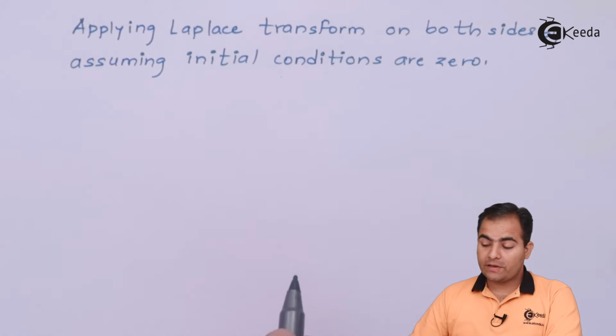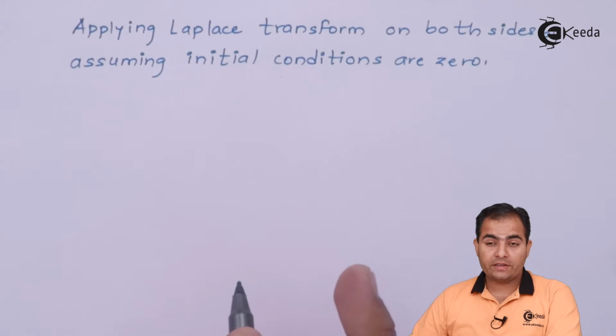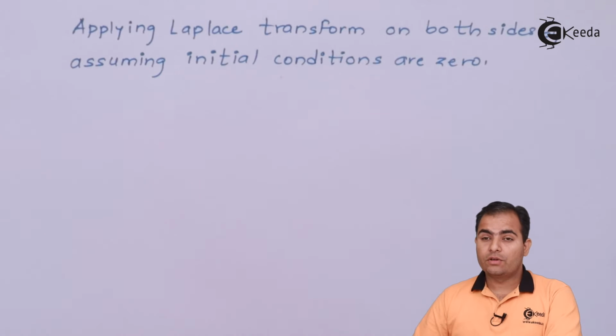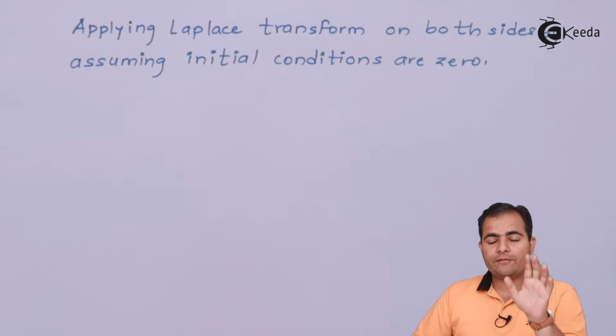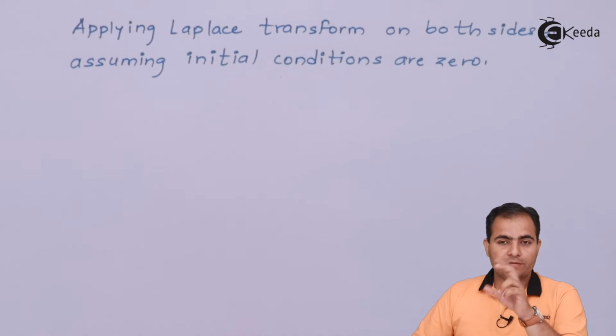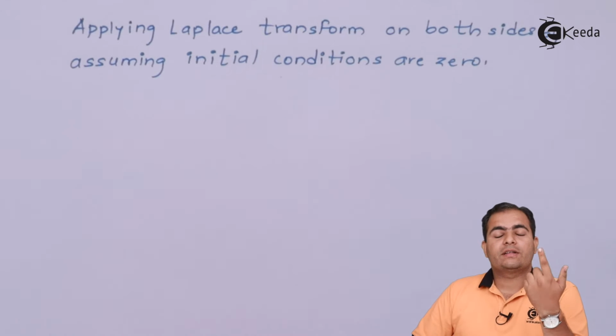So I'm going to apply Laplace transform on both sides, but by assuming initial conditions are 0. So what will be the result? As I told you, if you are differentiating any term till nth order, then we have to multiply the Laplace transform of that function by s to the power n.